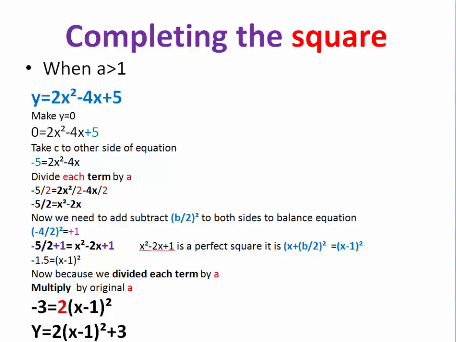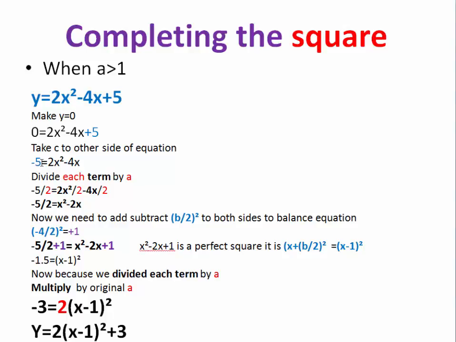Let's go through the steps when a is not 1. So it's 2, 3, 4, whatever. We've got y equals 2x squared minus 4x plus 5. First of all, make y equal 0. So 0 equals 2x squared minus 4x plus 5. Take 5 to the other side of the equation and it becomes a minus 5. So minus 5 equals 2x squared minus 4x.